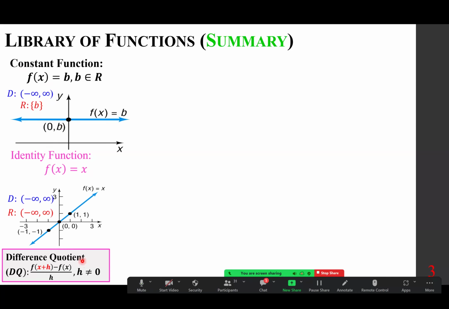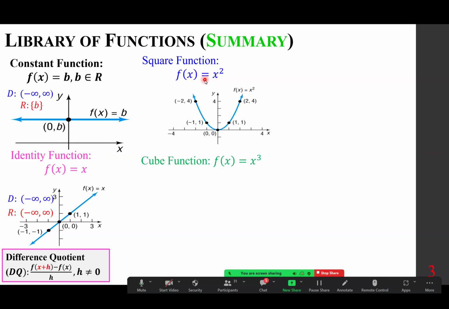By the way, I'm reminding you of the DQ, difference quotient, which is f of x plus h minus f of x over h. Square function, y equals x squared. The graph is a parabola. Domain, all real numbers. Range, 0 to infinity. Cube function, y or f of x equals x cubed. Domain and range, all real numbers. Both of them.